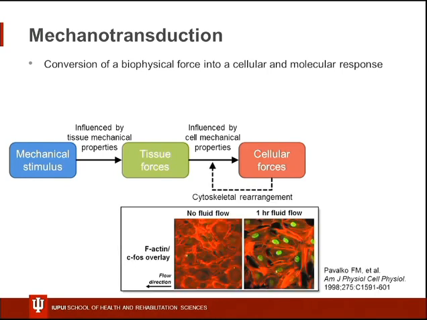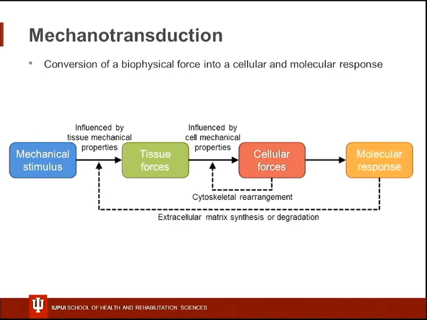And we know that there's this feedback that when you load cells, and these are some bone cells, being exposed to fluid flow, and the fluid's flowing from right to left. After an hour of fluid flow, you get cytoskeletal rearrangement within the cell, and it stiffens the cell, makes the cells themselves stiffer. So you change the mechanical properties of a cell by exposing it to mechanical stimuli.